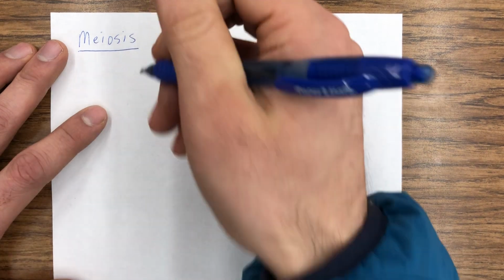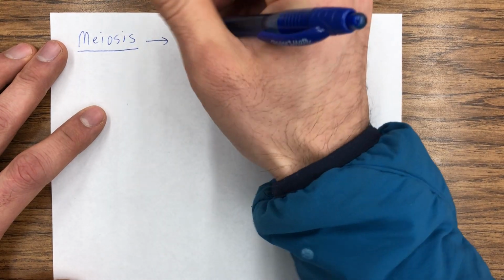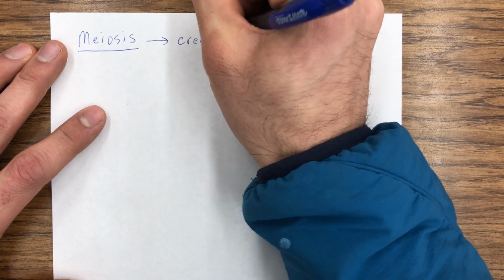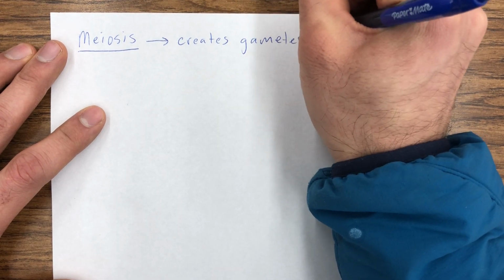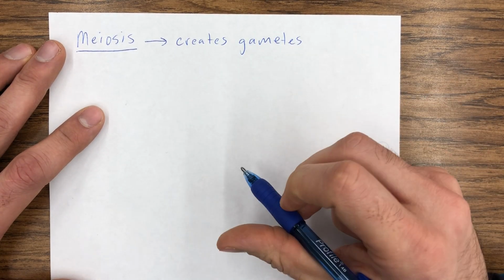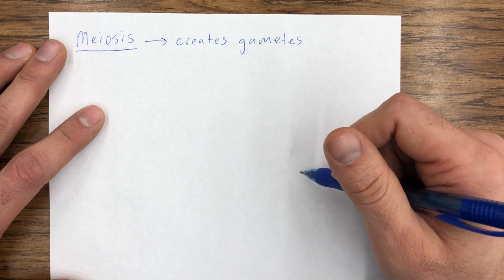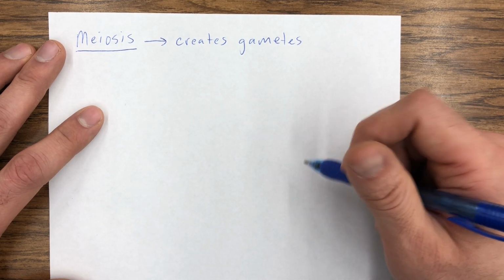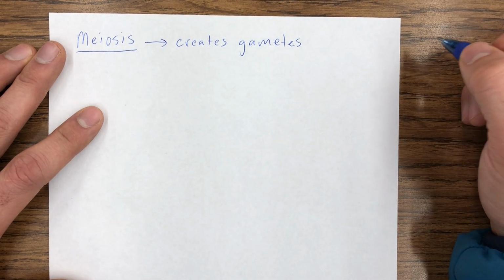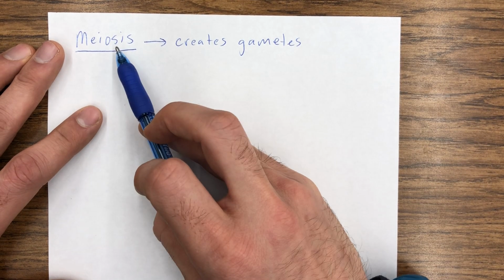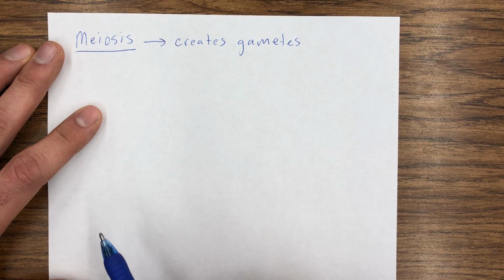So meiosis is our topic. And what meiosis is essentially is a process that creates gametes. As I write, you guys can just write along with me here. Pause the video as needed to catch up or keep up. So a gamete is basically just an egg or a sperm. And this process of meiosis is creating either egg or sperm.